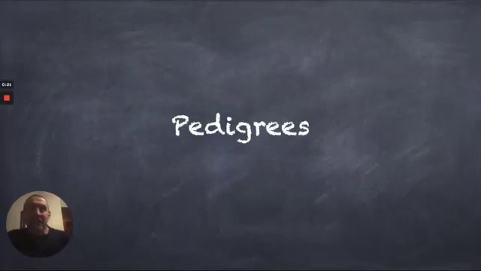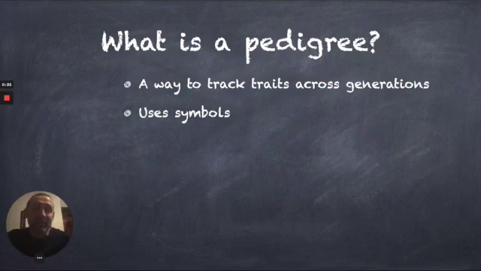This video is going to be about pedigrees. The first question we want to ask is, what is a pedigree? Well, a pedigree is a graphic that we can use to track traits across generations. So sometimes we'll use names, but generally we'll just use symbols to describe kind of like a family tree and how a trait moves through that family.